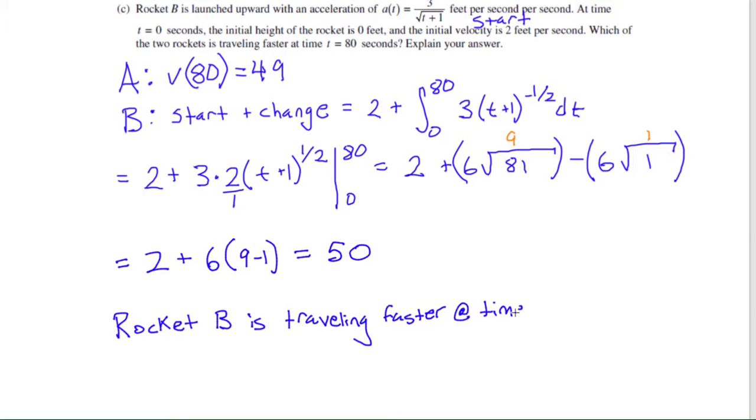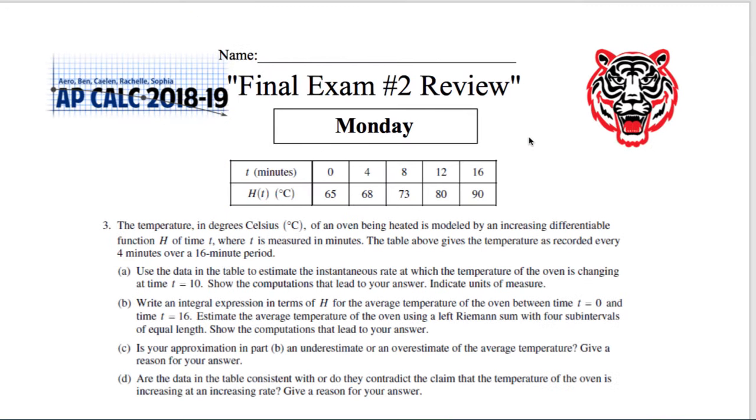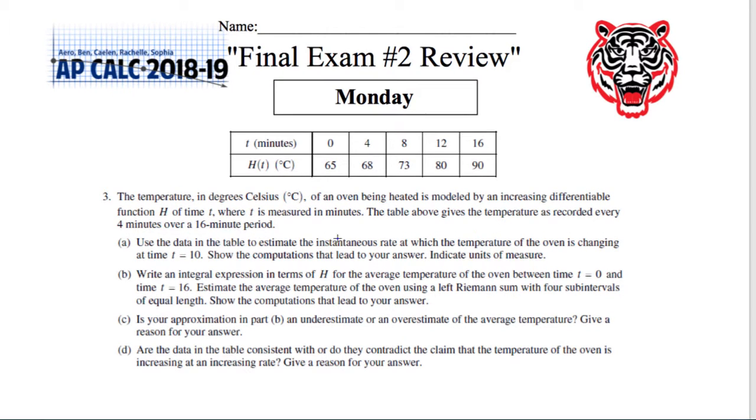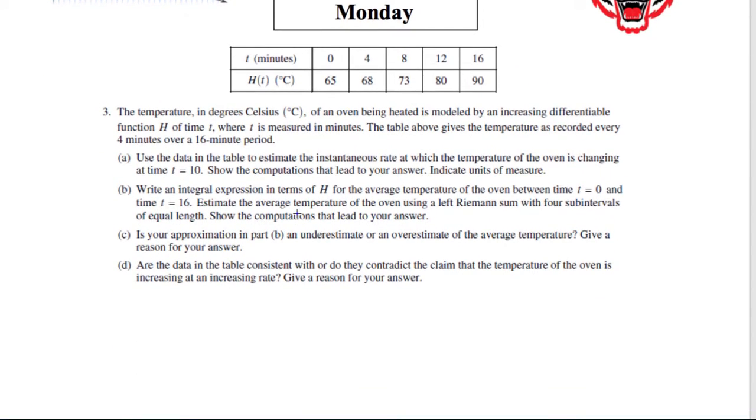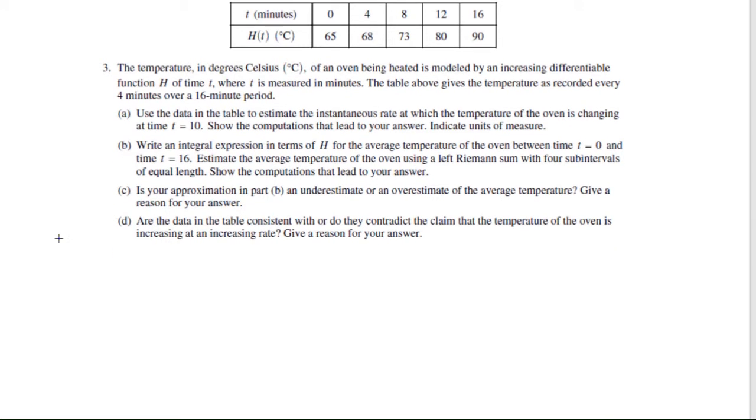At time t is equal to 80. Alright, we're finally on to the review packet. Go ahead and pause the video, read number 3, and unpause when you're ready. We're on part A.